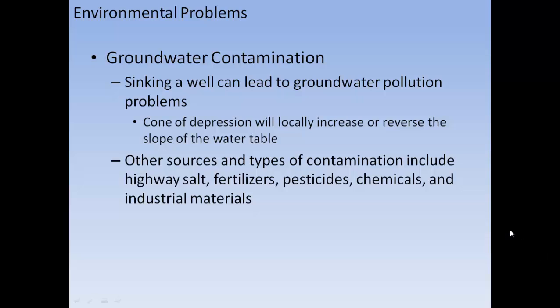Sinking a well can lead to groundwater pollution problems. The cone of depression will locally increase or reverse the slope of the water table. Other sources and types of contamination include highway salt, fertilizers, pesticides, chemicals, and industrial materials.